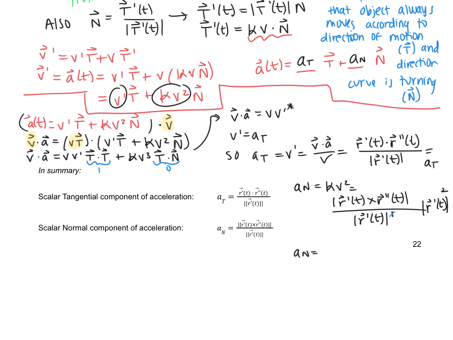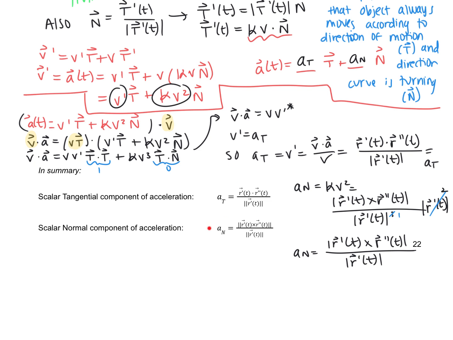All right, so I can divide that out, it leaves a 1. So that a of n is going to be the magnitude of r prime of t crossed with r double prime of t divided by the magnitude of r prime of t. Whew. So that's what this box here is saying. That's what we just got to.